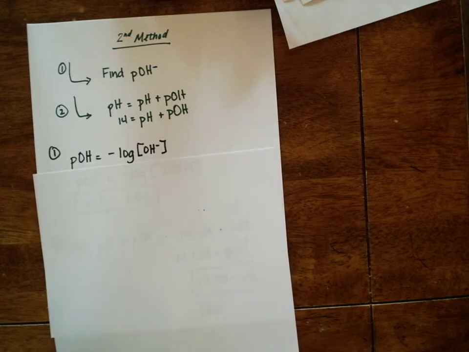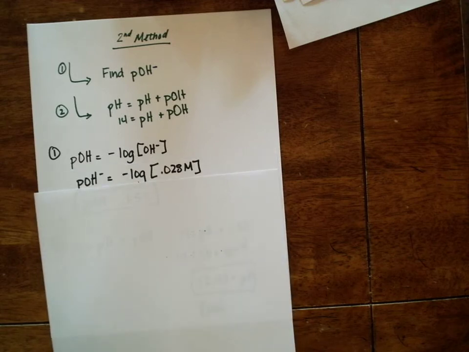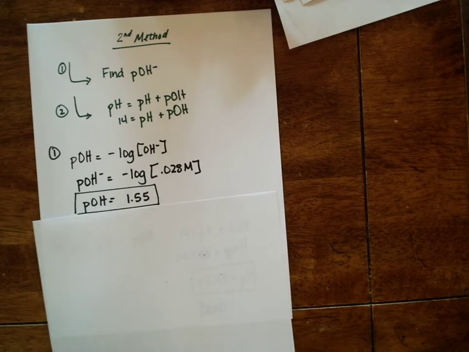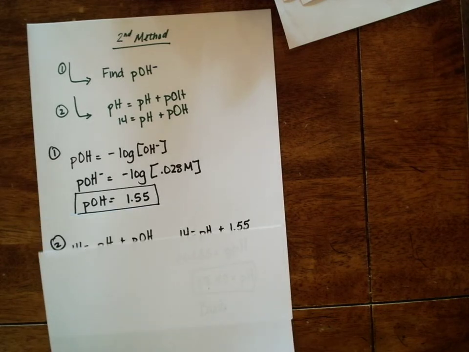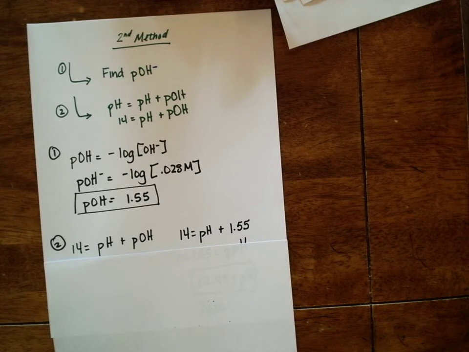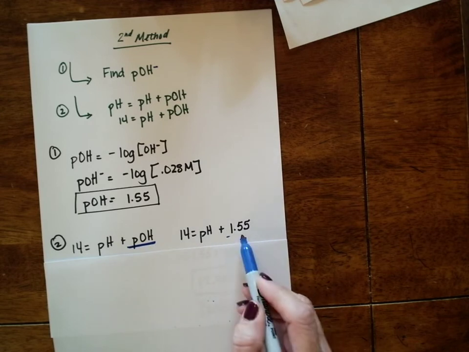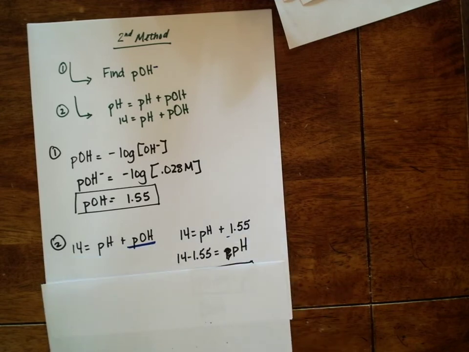My pOH is equal to the negative log of my hydroxide ion concentration. And my concentration was 0.028 molar, so I take the negative log of 0.028, which gives me a pOH of 1.55. I can plug that in then to my pH equation where 14 equals pH plus pOH. Then I can plug in my pOH because I know it. This is a known now. So I plug it in, do a little math, and I end up with my pH equals 12.45, which is exactly what I got the other way.